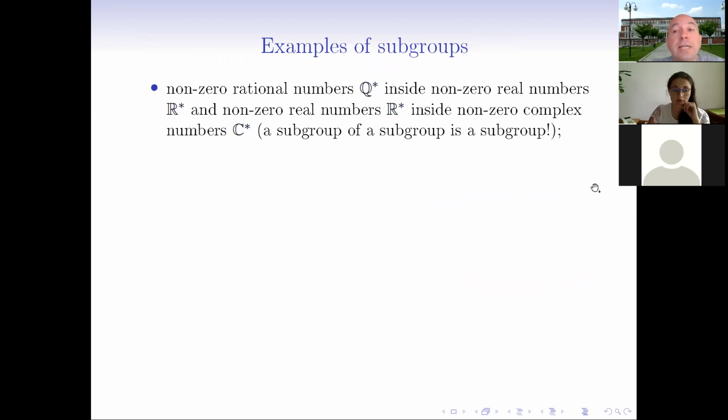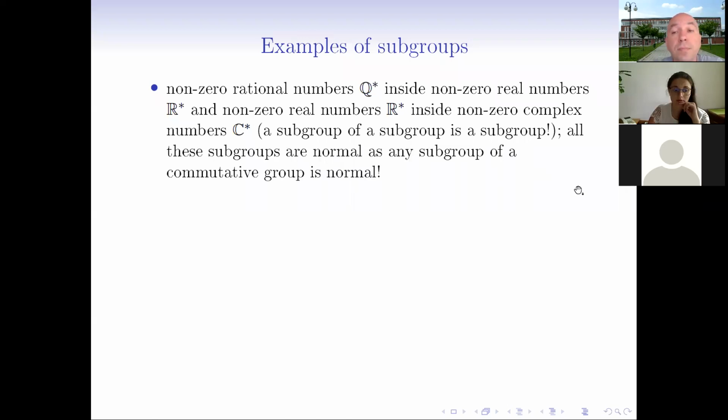So let me give examples of subgroups. For instance, non-zero rational numbers, which are denoted Q star, inside non-zero real numbers R star, and non-zero real numbers R star inside non-zero complex numbers C star. In fact, I will say they're subgroups. And if you have a subgroup of some group, and this group itself is a subgroup in another bigger group, then the smaller one is a subgroup of the biggest one. So a subgroup of a subgroup is a subgroup.